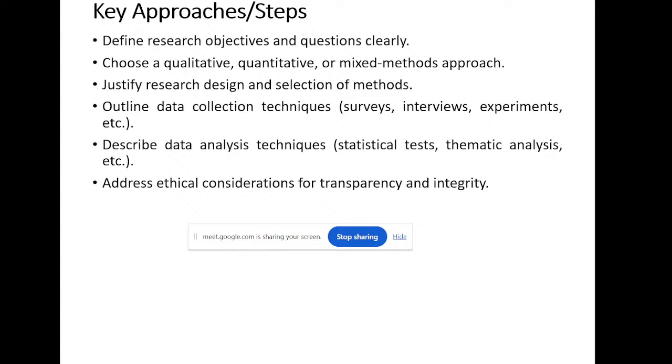Are you going the statistical analysis, regression, ANOVA, chi-square? Are you going the thematic analysis route, or are you doing cluster analysis, or are you doing randomized control trials? All those are very much important. And then of course there's the aspect of addressing ethical considerations for transparency and integrity. Remember at the beginning we said that a research that is done has to be open. It has to be something that can be replicated by other researchers, and that's why the aspect of transparency is key.